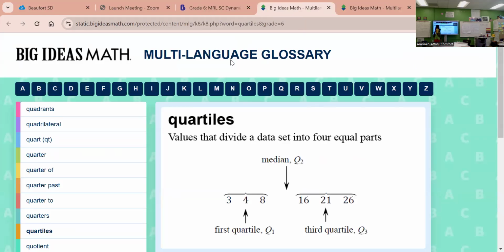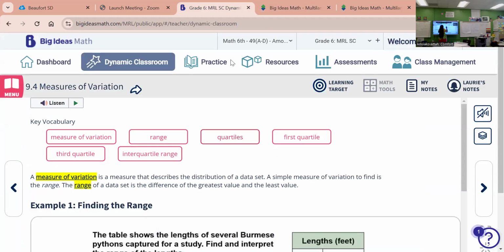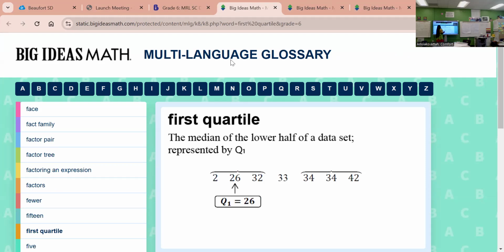Quartile values divide the data set into 4 equal parts. So if this is my set of data, split the set of data into 2 equal halves. I'll come to the types of quartiles. What I want you to know is that a quartile divides the data set into 4 equal parts. That's all. Then we dive deeper into the quartile.